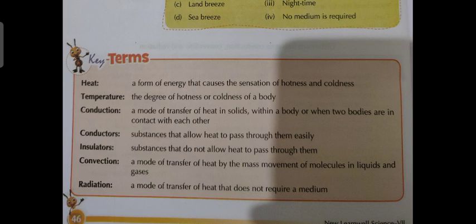Fourth one, conductors. What are conductors? Substances that allow heat to pass through them easily. Insulators are substances that do not allow heat to pass through them. Convection, a mode of transfer of heat by the mass movement of molecules in liquids and gases. And radiation, a mode of transfer of heat that does not require a medium. So these are the terms, students, which we have discussed in this chapter.